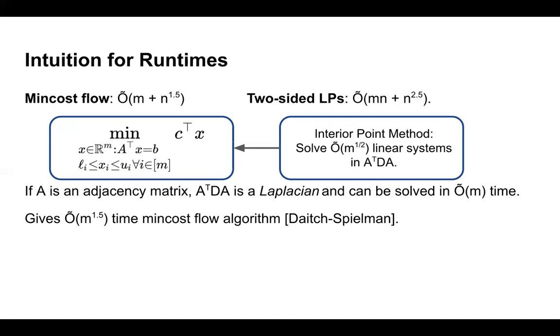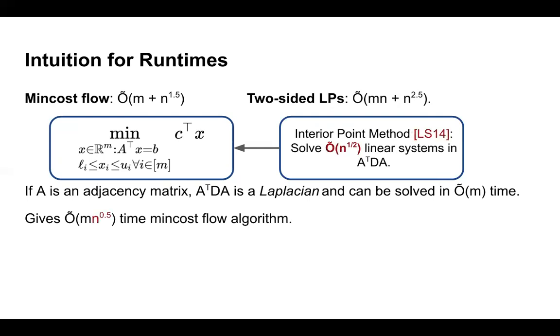So how do we actually get past this m to the 1.5? The first ingredient is that you can actually improve the root m iteration cost to root n. This is shown by Lee and Sidford in 2014. Directly applying this shows that you can solve min cost flow in time m root n. So how do we change that m to another n? Well, notice that the graph has m edges and the Laplacian has m entries. So solving it in less than m time is impossible in some sense.